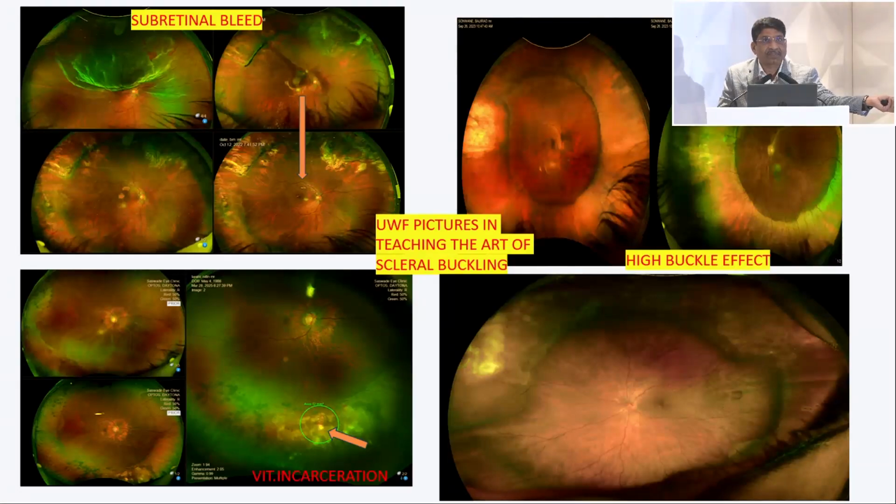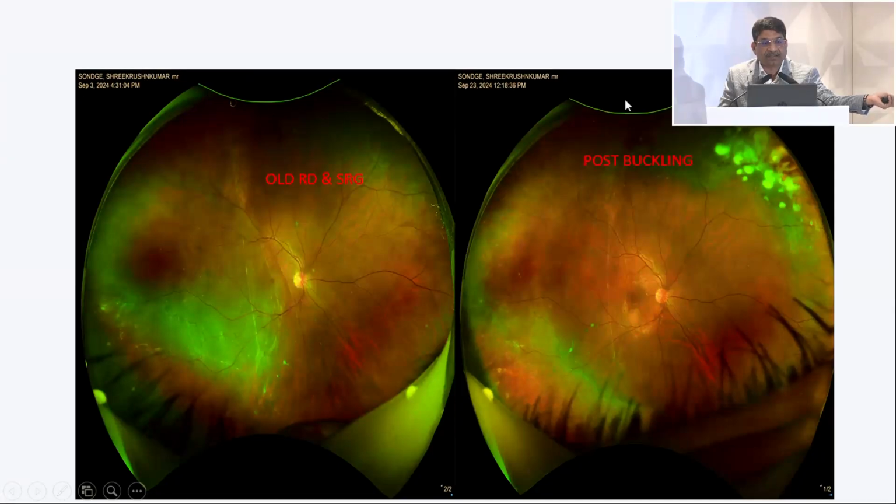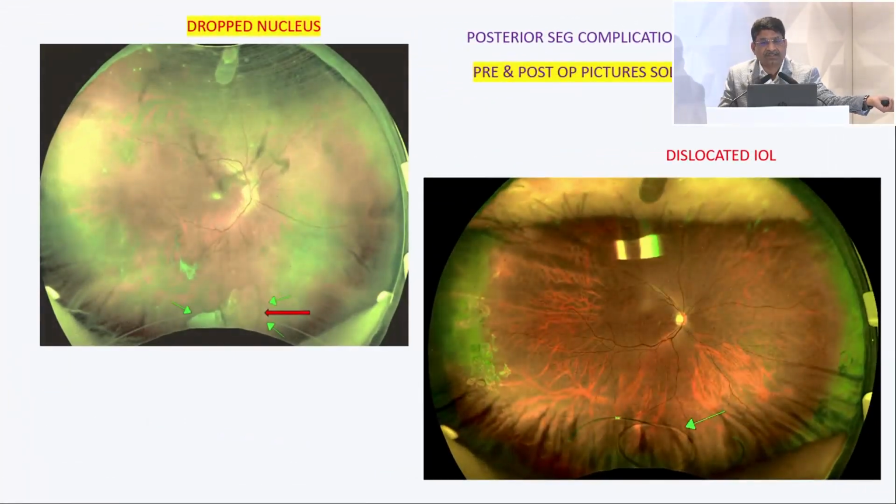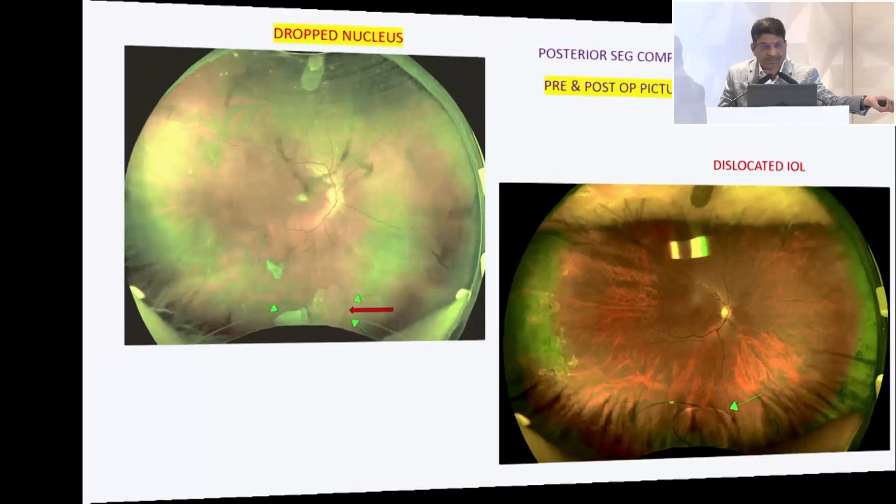Next slide. Yes. This is an old RD with PVR. We were discussing whether to go for vitrectomy or not. We did the buckle in this case and it worked. Then there are several cases where anterior segment surgeons refer to you, and you cannot keep on explaining to them several times. If you show one picture, it solves many problems for the patient as well as the referral doctors.